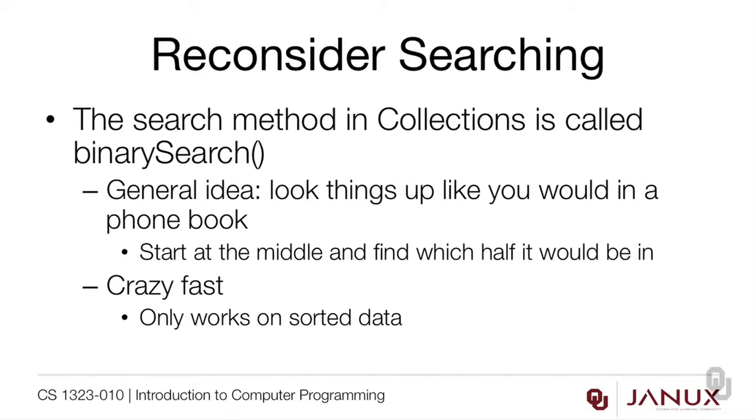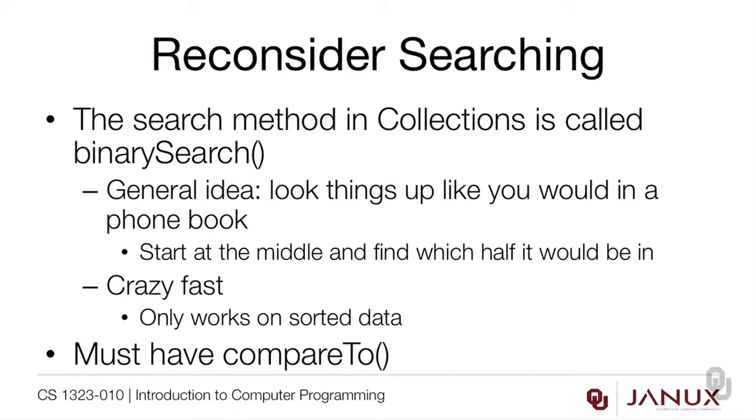So you start at the middle, which gets rid of half of the remaining possibilities at each step. It's really cool. It is crazy fast. But the thing is, it only works on sorted data. So if your data isn't sorted, binary search is impossible. Now, the Collections class does not check that your data is sorted. So this is something you have to remember when you're using binary search.